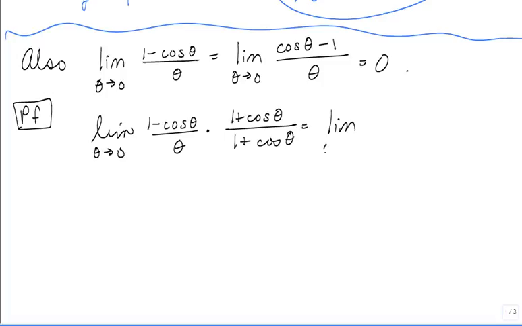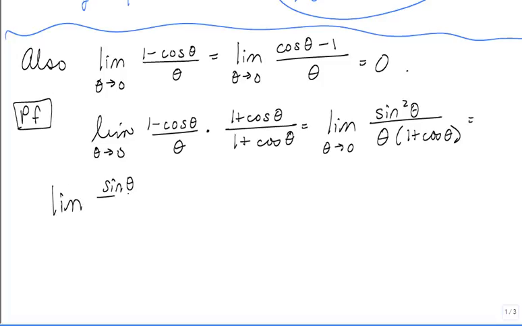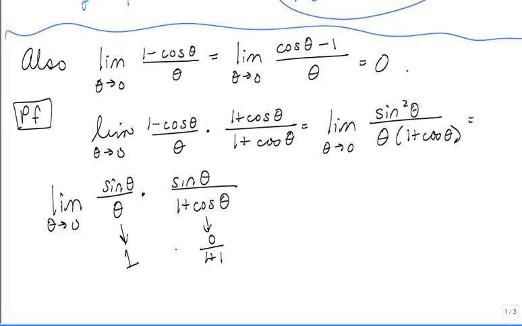On the top, we get 1 minus cosine squared, which is sine squared. We're going to break that apart into the limit we just did. And that goes to 1. And this goes to 0 over 1 plus 1, which is 0. So that's 0.